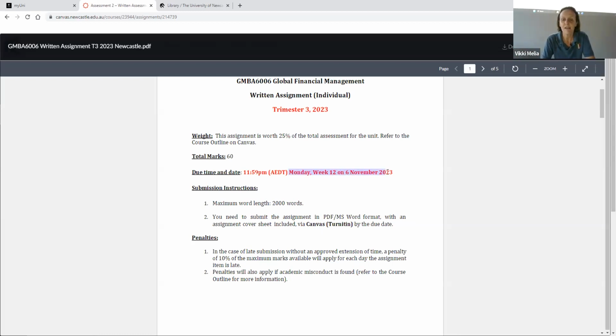So it's due on Monday of week 12, and it's due just before midnight on the Monday. Submission is through Canvas; there's a link on Canvas where you can submit your document. You can submit now if you want, it's open for submissions, and you should try and submit your document a bit earlier so that you can see the similarity report that comes up from Turnitin.